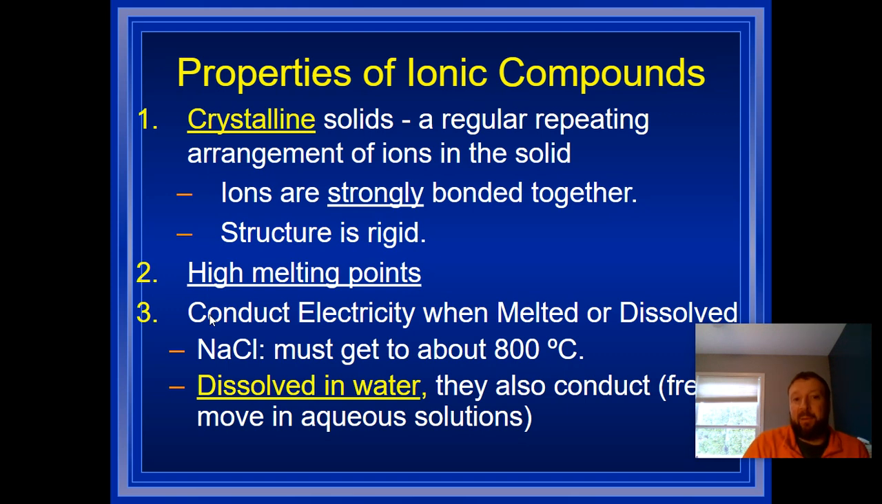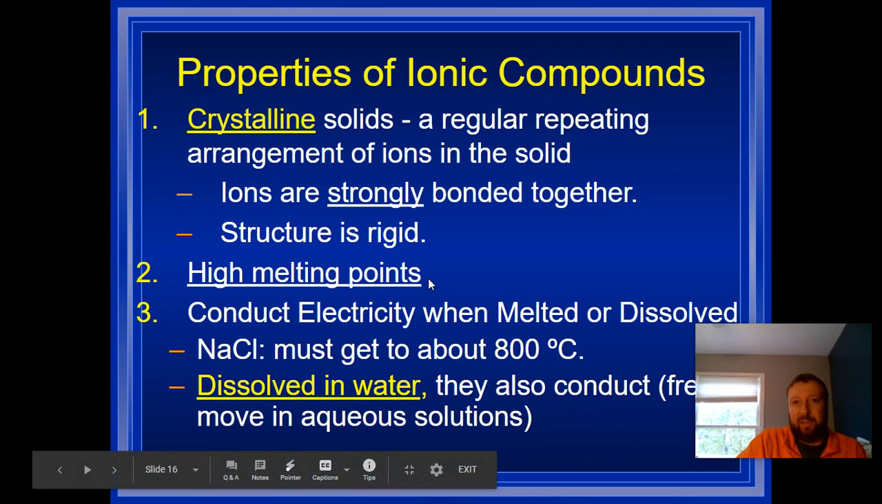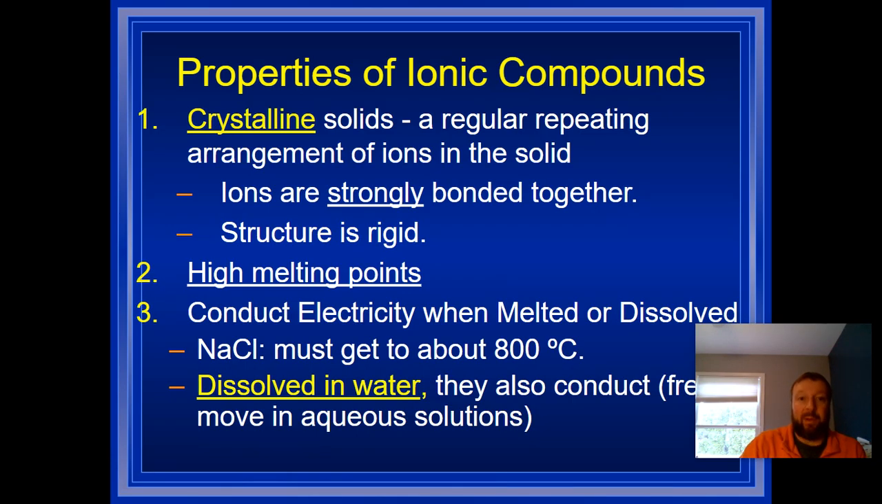The third thing is that they will conduct electricity, but here's the key: only when melted or dissolved. The problem with melting them is it takes such high temperatures, so that doesn't happen very often. But most ionic compounds dissolve in water, which means they can conduct an electric current. If we look at salt, for example, in order to actually melt it, it takes 800 degrees Celsius. But it will easily dissolve in water, which then allows it to conduct electricity. So all ionic compounds, a metal bonded with a nonmetal, will have these 3 properties.